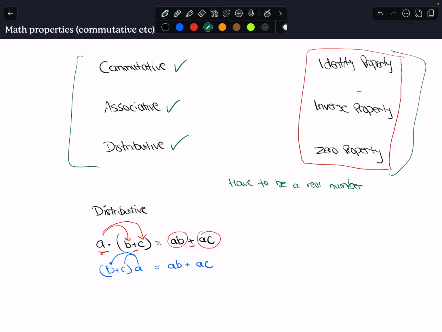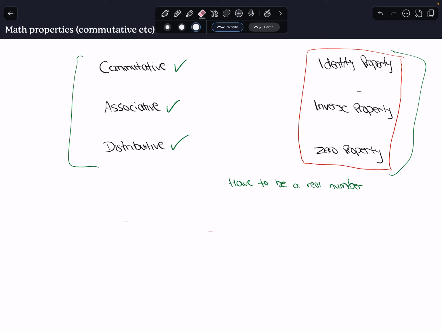And I'm going to show you a little bit before I dive into the different properties. I'm going to show you a little reason why I did say in the previous video why division wouldn't take place and also subtraction wouldn't take place. So let's do an example. I'll show you the one for commutative and I'll show you one for associative.